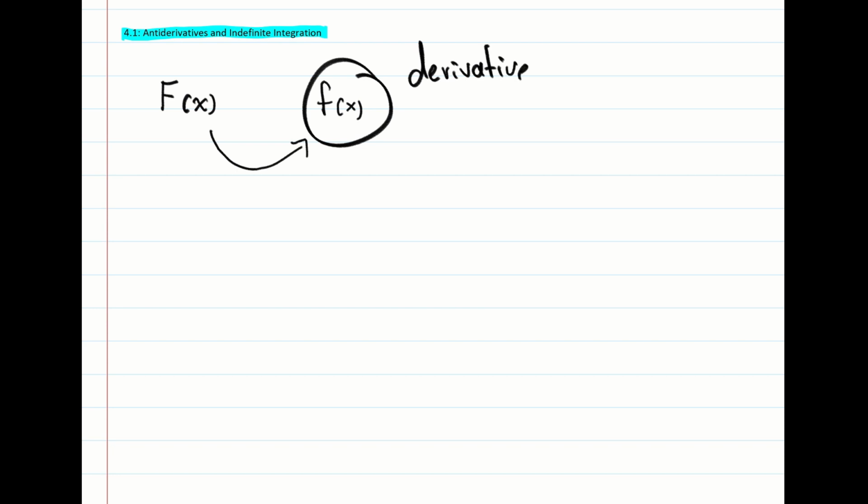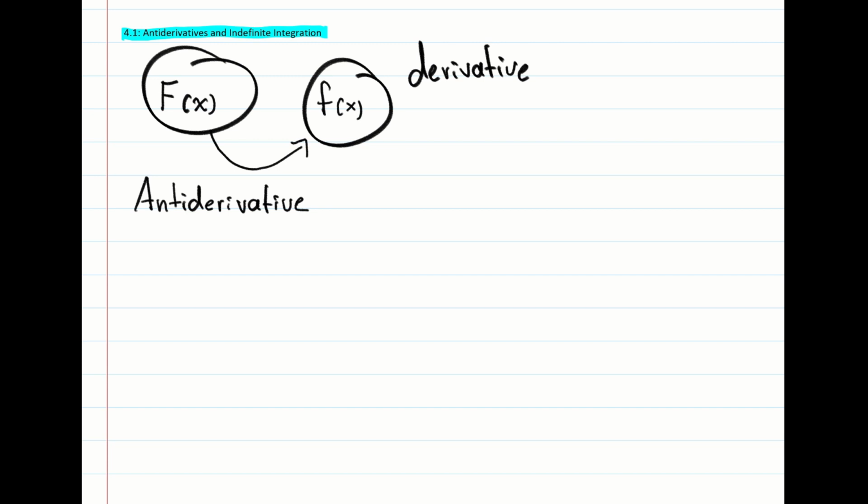Let's introduce this new format, which is capital F of x. This function capital F of x is a function such that when I take its derivative, I get little f of x. So this now is the derivative, and this is called the antiderivative. Derivative in Spanish is derivada. But yeah, this is what we're going to be doing.